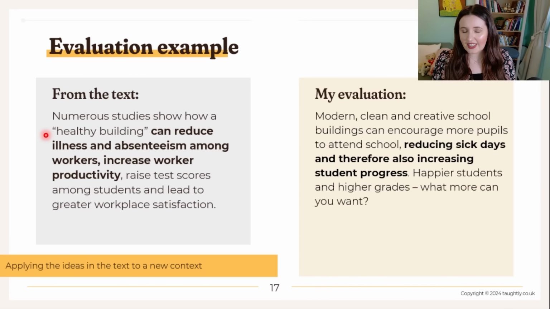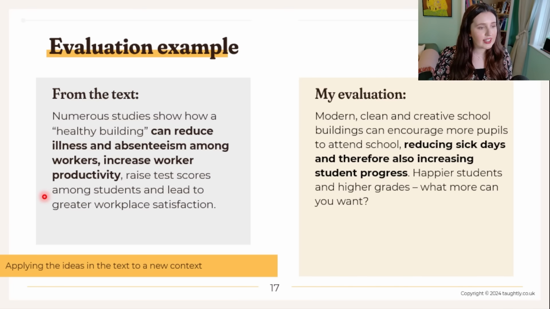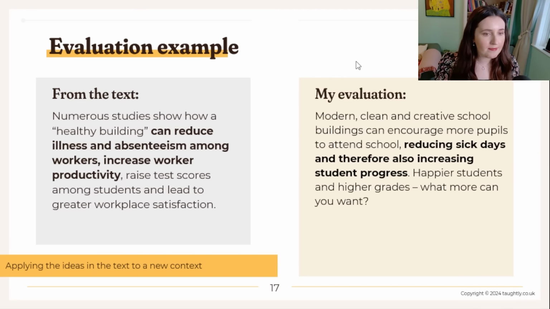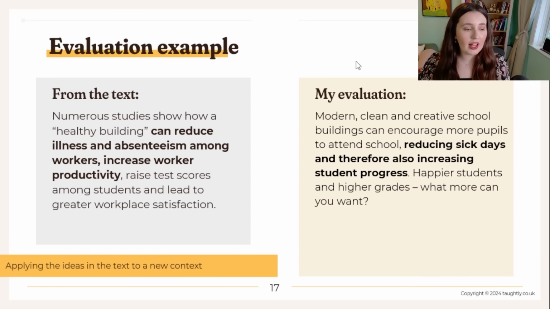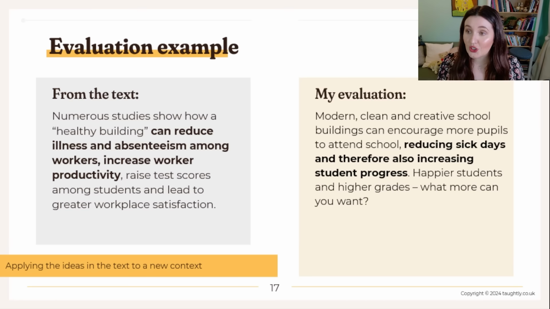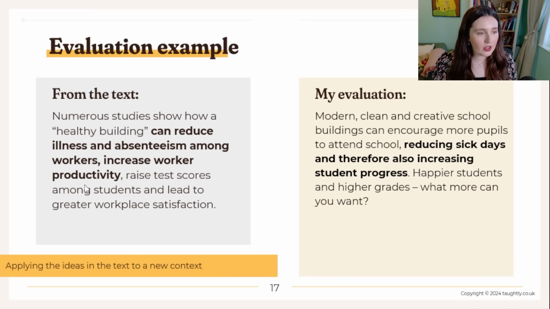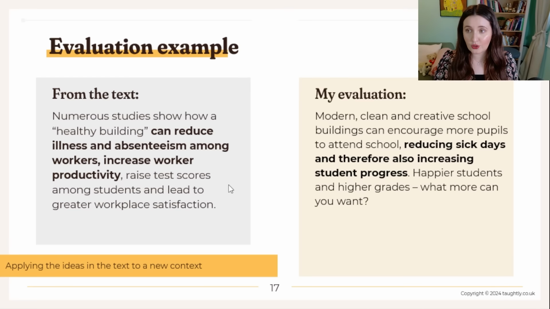From the original text, it said, numerous studies show how a healthy building can reduce illness and absenteeism amongst workers, increasing worker productivity, raising test scores amongst students, and lead to greater satisfaction in the workplace. Now for this one, I am applying these ideas into a new context. Most of these are about workers, but here we're applying it instead to students and schools. So how might these things apply to school students?